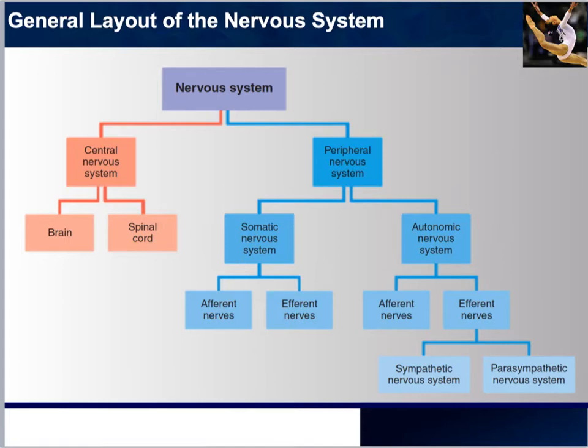If you choose to walk across the room at this point, it would be a voluntary decision, and you would then activate the nerves that are necessary to move your muscles and get you across the room. Additionally, the efferent nerves of the autonomic nervous system have another subdivision. It's broken up into two, and that's what we call the sympathetic nervous system and the parasympathetic nervous system.